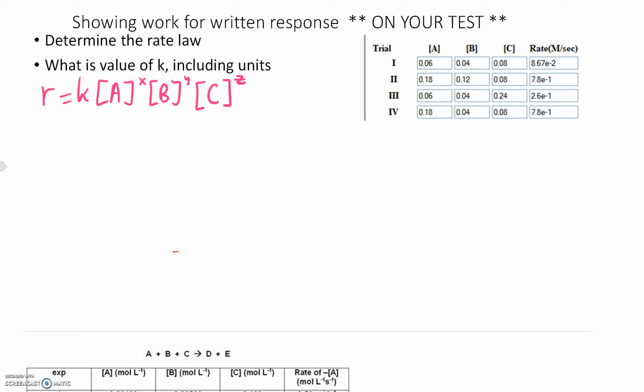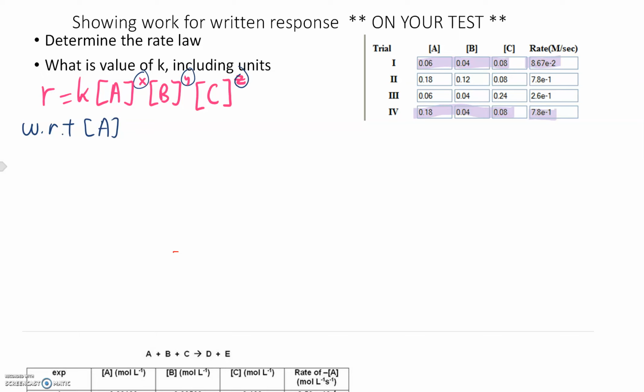So remember, we're looking for the orders with respect to each reactant from this data. If I want to look at how it depends on A, I have to pick two trials where A is changing, but B and C are remaining constant. If I look at trial 1 and trial 4, I can see that B is remaining constant at 0.04 moles per liter, and C is remaining constant at 0.08. So in this case, any change in rate will be due to the change in concentration of A.